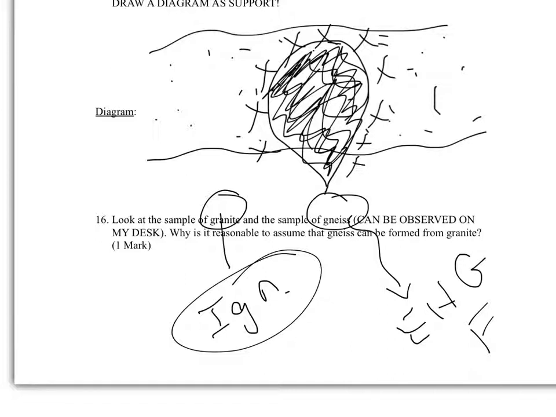When you Google images of both rocks, what you'll notice is that they're very similar in color. And what that means is that the same minerals that you have in granite, you also have in gneiss, even though the minerals in gneiss have been recrystallized for the second time.